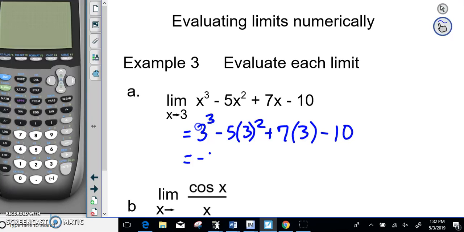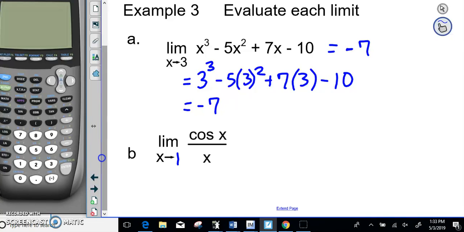You should get -7 for that, and that's it. That's all she wrote. So the limit of this polynomial as x approaches 3 is -7. Easy, simple. Just substitute it in.